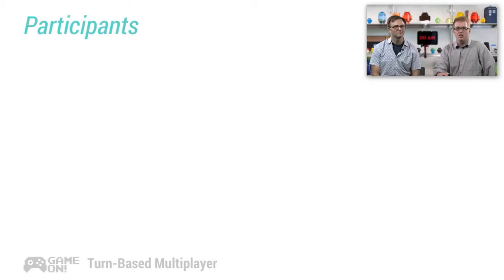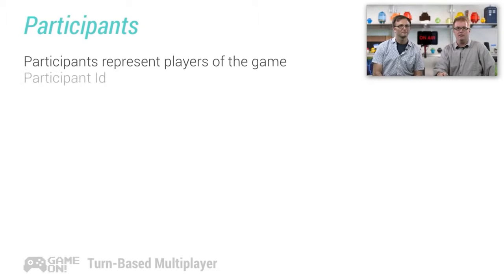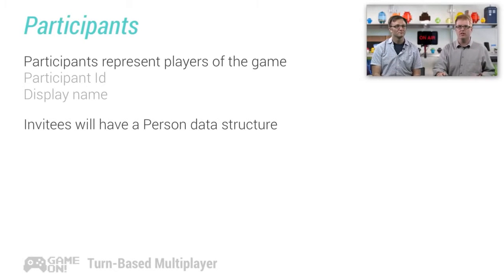Speaking of participants, this should feel pretty familiar if you've used real-time multiplayer. A participant comes with a participant ID and a display name. And if they weren't auto-matched, then they come with a person data structure, which has a way you can get their profile picture, and things like that.